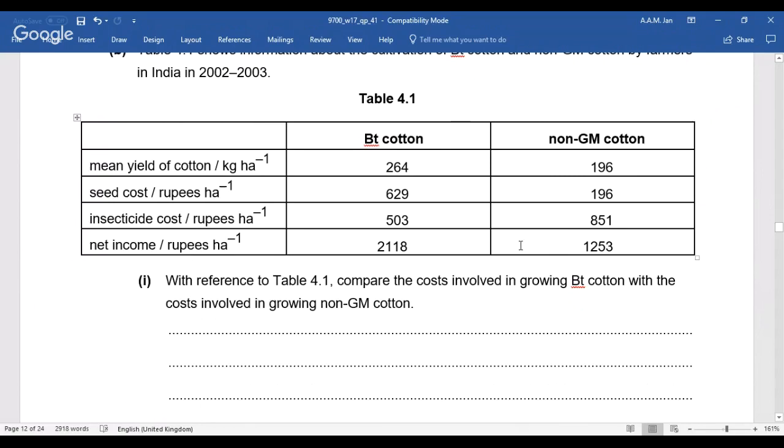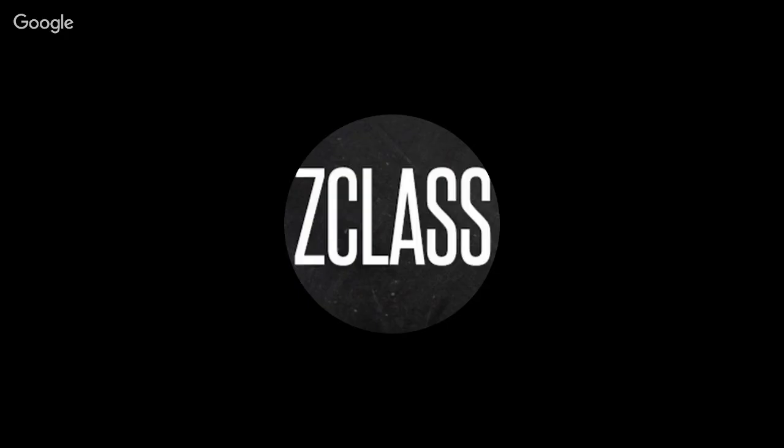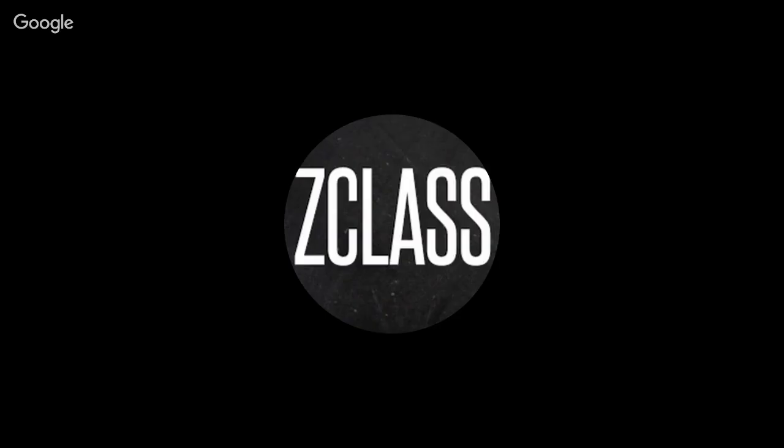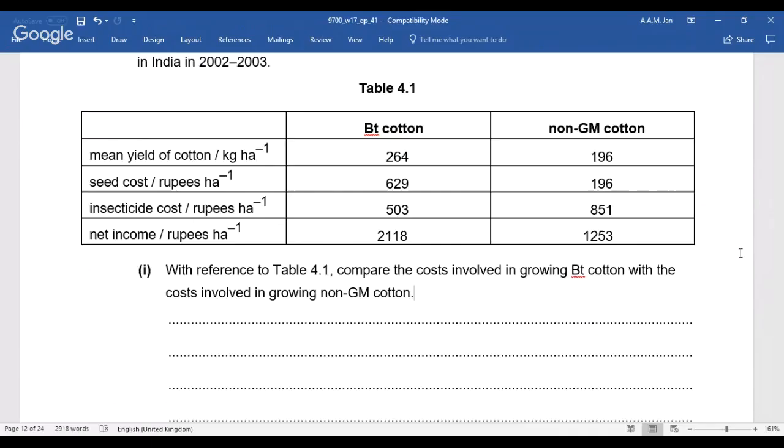My question was, can you answer this for me? Yeah. Well, I wrote that it costs 433 rupees more to buy the seeds for the BT cotton, and that it costs 348 less for the insecticide for the BT cotton. And that there is a net income of 865 rupees more for BT cotton. Good. You get the marks for that. Even though I haven't said that the total upfront cost is more for BT. Yeah, no, you would still get the mark because you've given different points regarding the cost of BT versus non-GM, and you've manipulated the data. Okay, cool. Still get the mark.